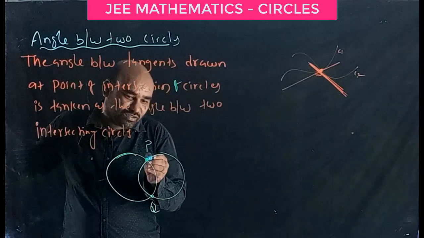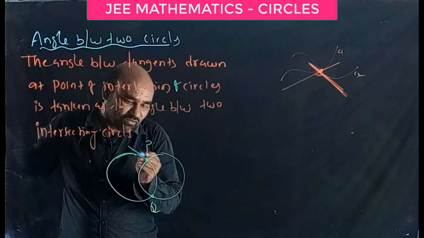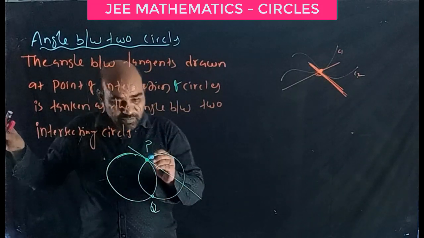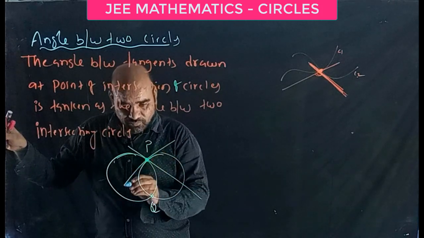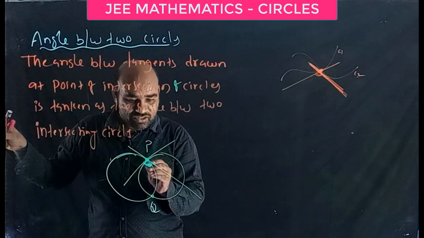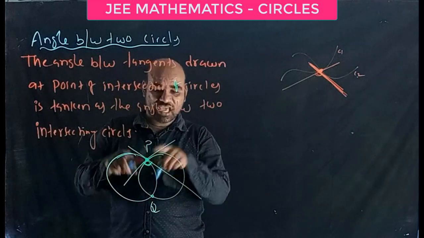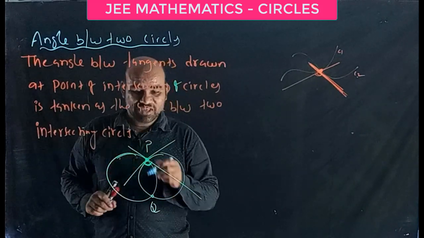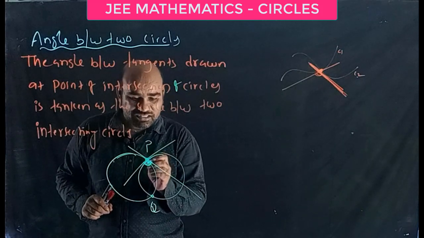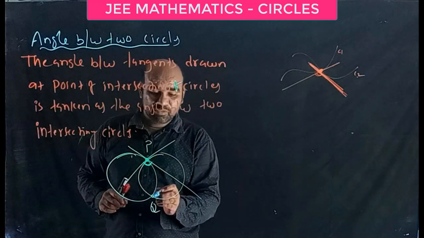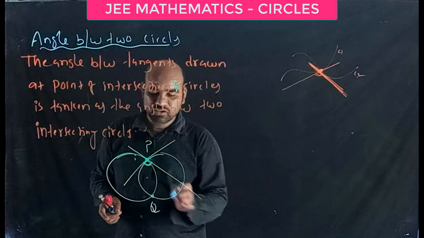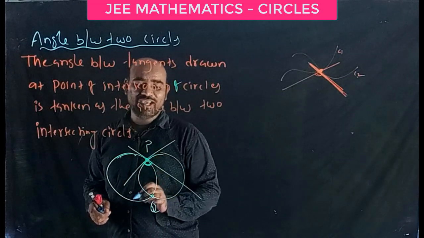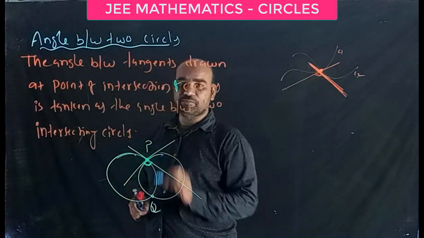At P, draw a tangent to circle 1. At P, draw a tangent to circle 2. What is the angle between these two tangents? That is taken as the angle between these two circles at P. The important thing here is that the angle between these two circles at P is the same as the angle between these two circles at Q. No need to find it at Q, we just need to find the angle between these two circles at P.